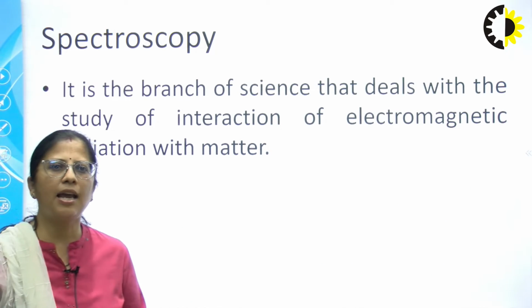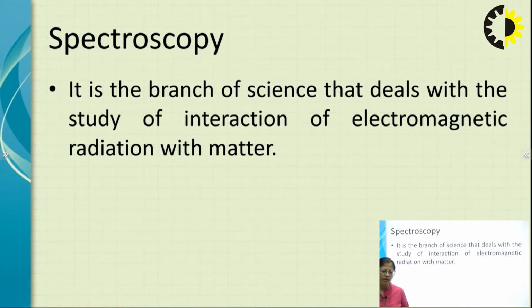what do we understand by the term spectroscopy? Now, this term spectroscopy is a branch of science which deals with the interaction of electromagnetic radiations with matter. Since the electromagnetic radiation, starting from the gamma rays to the radio waves, has different frequency or we can say different wavelength, therefore their interaction with the matter is also different.